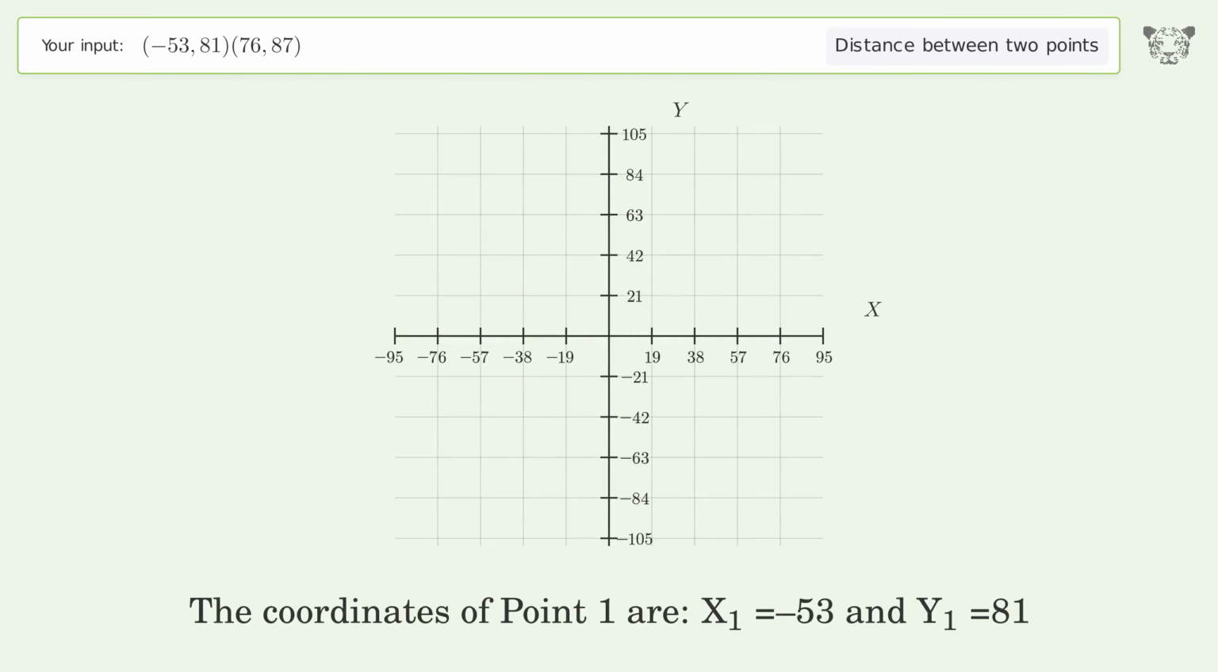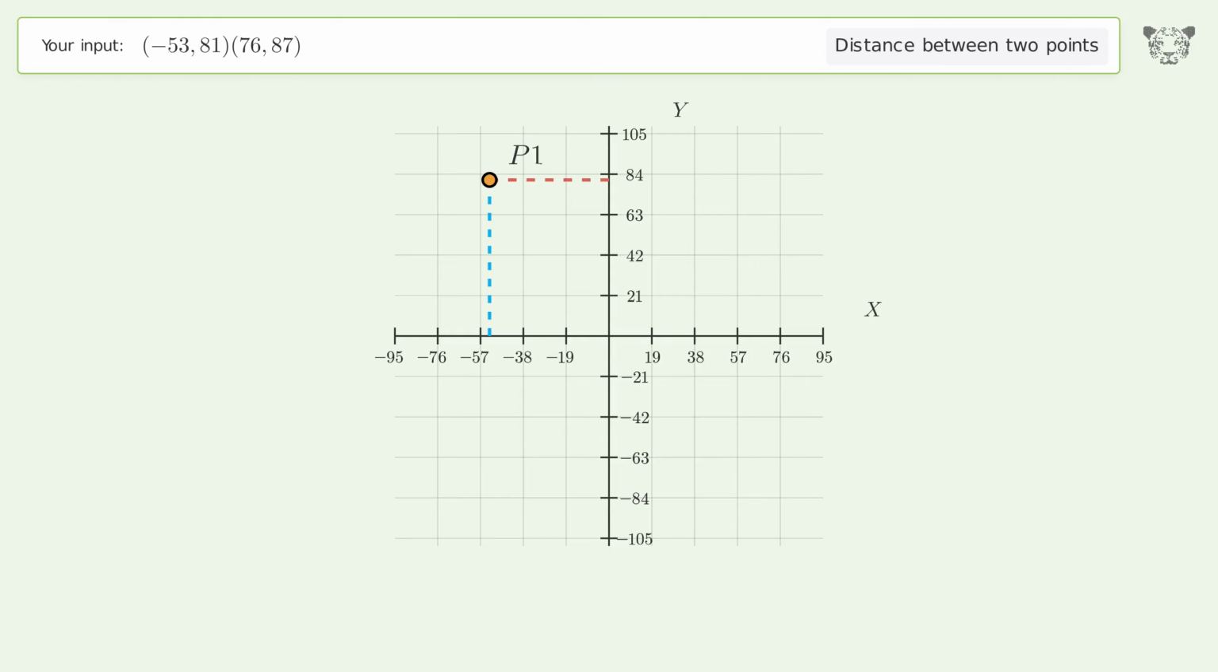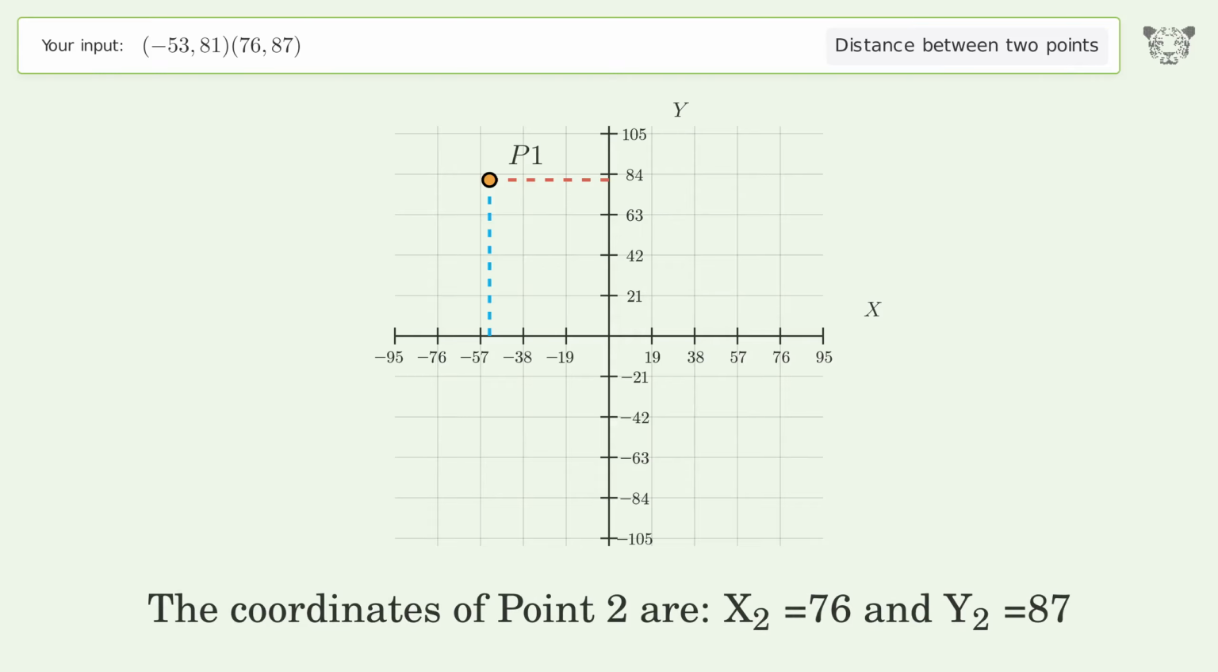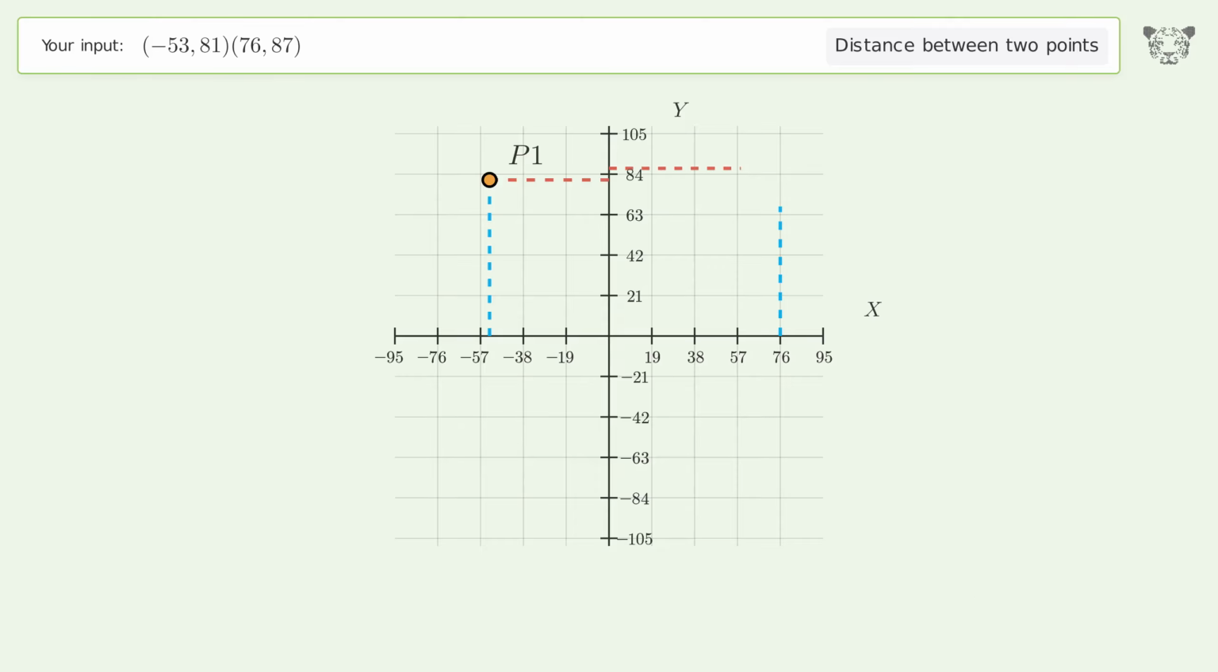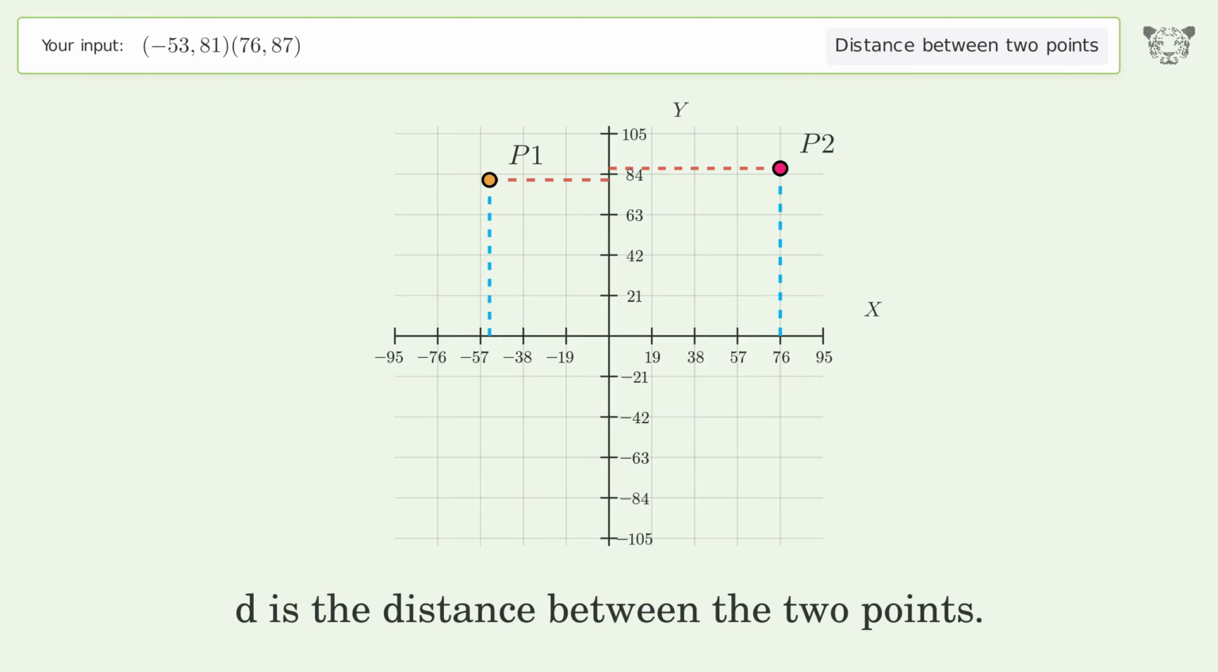The coordinates of point 1 are x1 equals -53 and y1 equals 81. The coordinates of point 2 are x2 equals 76 and y2 equals 87. D is the distance between the 2 points.